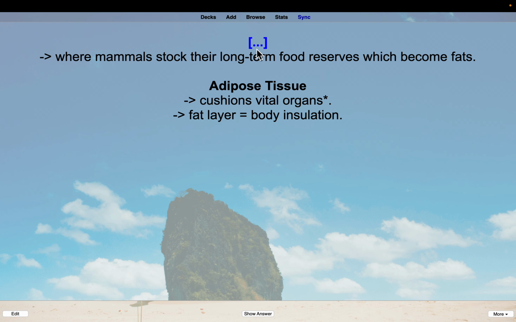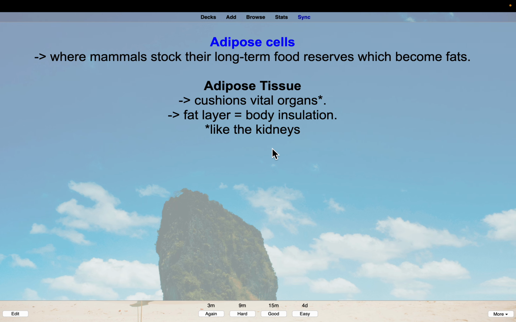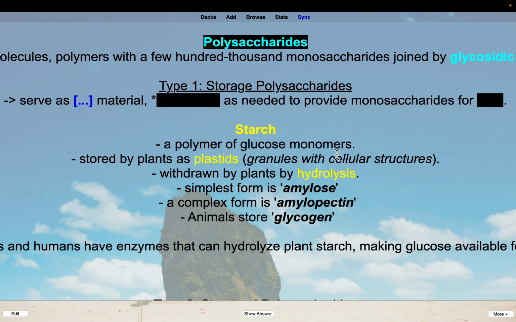Okay. This is where mammals stock their long term food reserves, which become fats. Adipose cells. Adipose tissue, on the other hand, cushions vital organs, and the fat layer serves as body insulation. This is what penguins and animals that live in temperate and Arctic climates use so that they keep themselves warm. Polar bears, among other animals. So, what is one of the organs that it cushions? One of them is the kidneys. Okay? Next.